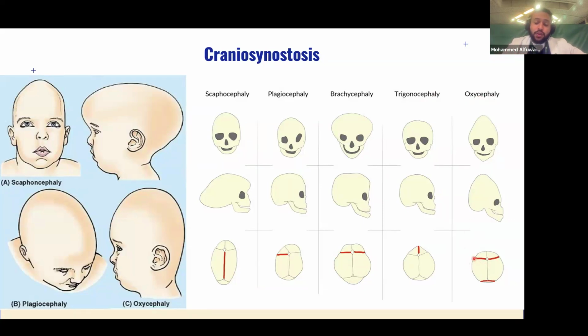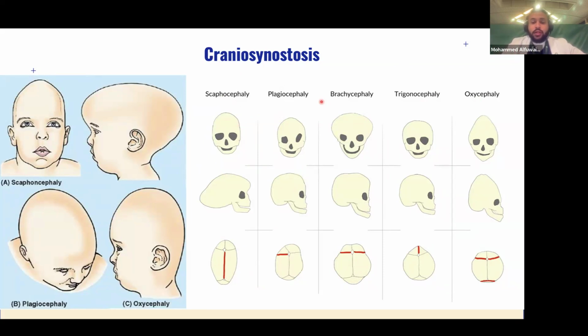Oxycephaly is when you have closure of the two coronal and the two lambdoid sutures. Okay. Here, you just need to recognize which sutures are closed and the associated defect. And this you will get asked in your exam in anatomy.